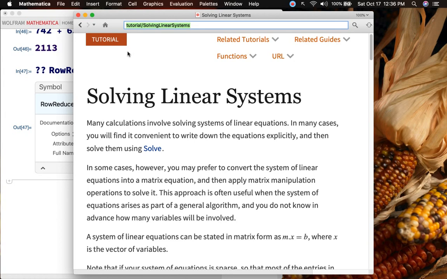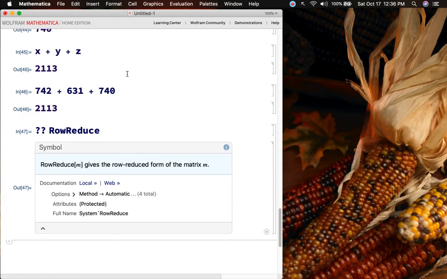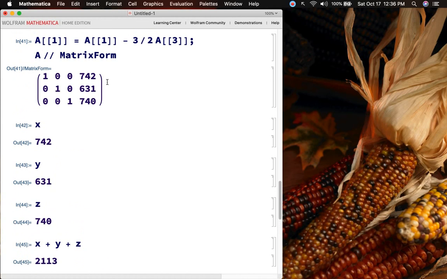Mathematica can be a great tool. It's a wonderful tool for learning and teaching and doing advanced mathematics. So take advantage of it. The problem with RowReduce is that, yes, it will produce this matrix.